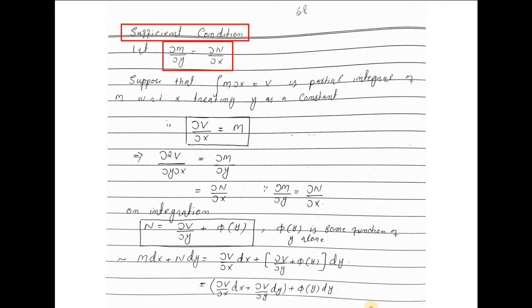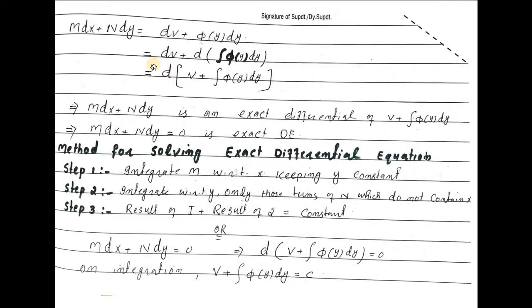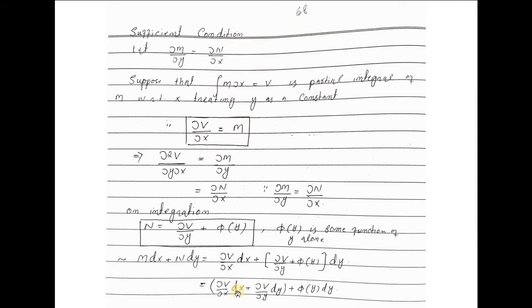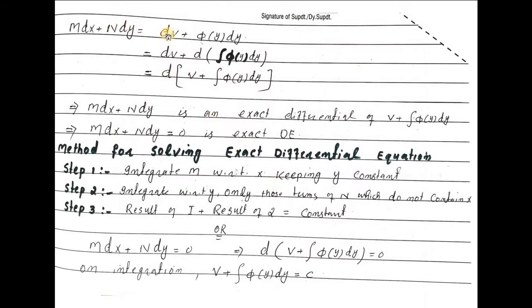Now we come to the next slide. This is the equation. Now, what is dv? If we look at this bracket, del v over del x into dx plus del v over del y into dy, this is the differential of v. This bracket gives the differential of v, and the second term will be as it is. So this equation is equal to the differential of v plus pi of y dy.